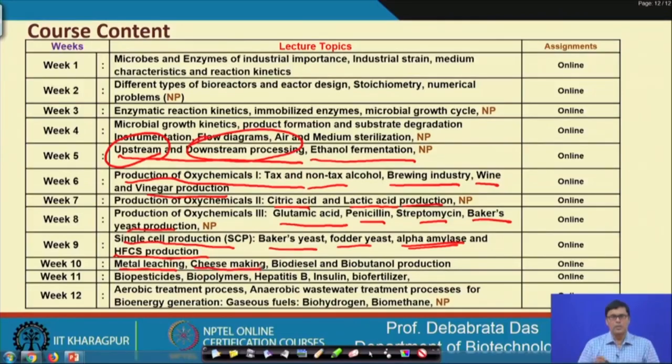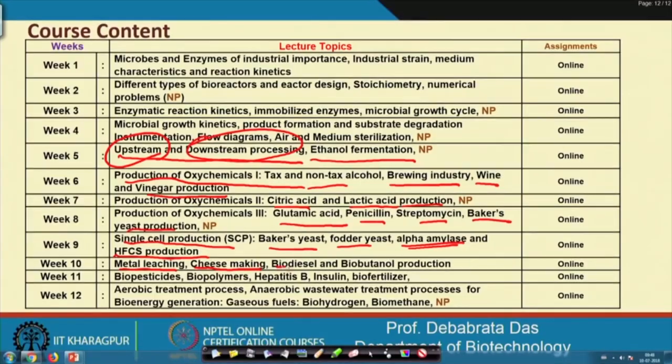Then the cheese making industry. Cheese is a process through which we can preserve the milk protein and fat for a longer period of time. That has a lot of importance because we cannot preserve the milk as such for a longer period of time. Cheese is a method through which you can preserve the milk protein and fat for a longer period of time. Then biodiesel and bioethanol production.